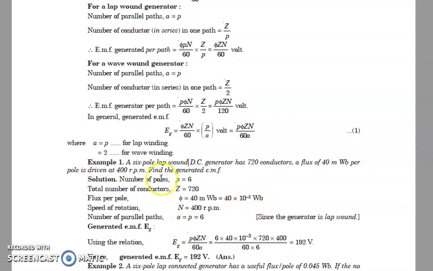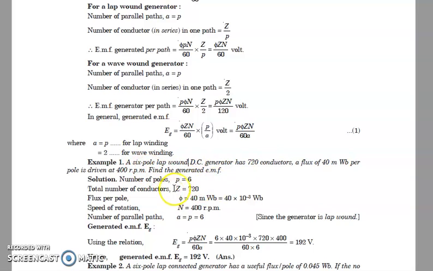Now let's do some numericals. You can also practice these numericals in your notebook. Firstly, a 6-pole lap wound DC generator has 720 conductors. A flux of 40 milliweber per pole, driven at 400 rpm. Find the generated EMF. Here the poles are given.